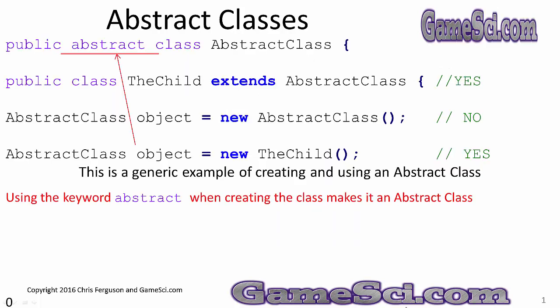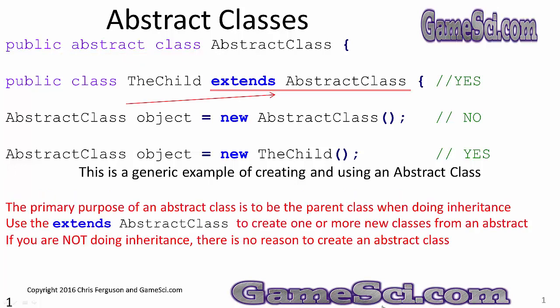Using the keyword abstract when creating the class makes it an abstract class. You can see here at that top line, public abstract class AbstractClass. All we've added is this extra word, and we're declaring that we want this to be an abstract class. What does that mean? Well, the first thing it means is we're designing this class to do inheritance. The primary purpose of an abstract class is to be the parent class when doing inheritance.